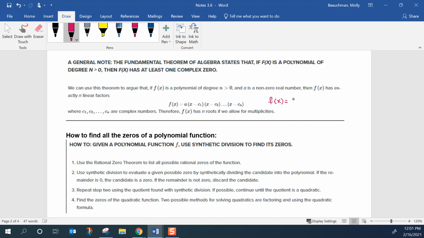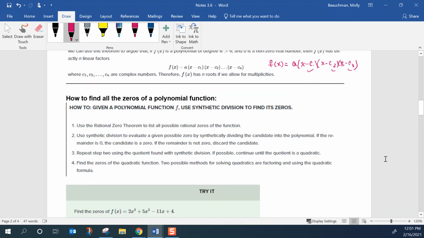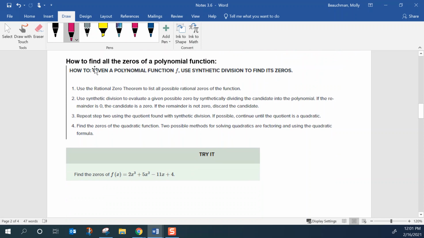it should factor into some constant times x minus c1, x minus c2, and so on. So if your original polynomial has degree 3, then it can be factored into 1, 2, 3 factors. Okay? And some of those might be complex numbers. So all of these theorems together are going to let us solve a polynomial or find zeros of a polynomial function.